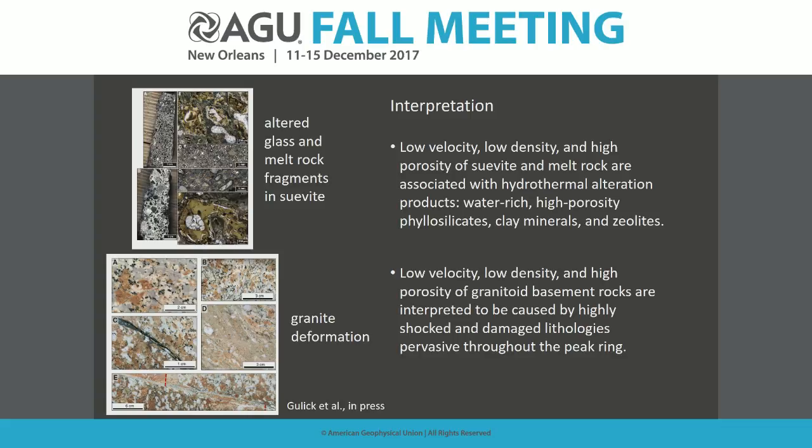So what kind of interpretation can we make of our properties? What we see in the suevite and the impact melt rock, we think these low velocity, low density, and high porosity values are associated with alteration products. So we were able to identify water-rich, high-porosity phyllosilicates, clay minerals, and zeolites. Here's an image of some of those from our report. These alteration products will change the physical properties in the manner that we see.